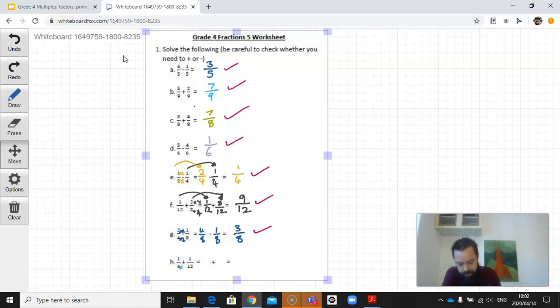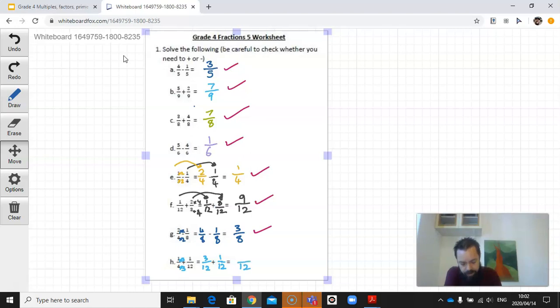Notice I can make this into a 12 by timesing by 3. As I've said before, the better your times tables are, the easier it is to notice. Otherwise, you can count in 4 till you get to 12: 4, 8, 12, and you can see you times it by 3. So the new numerator is 3, the new denominator is 12, so it's an equivalent fraction. The other fraction is just rewritten, not changed.